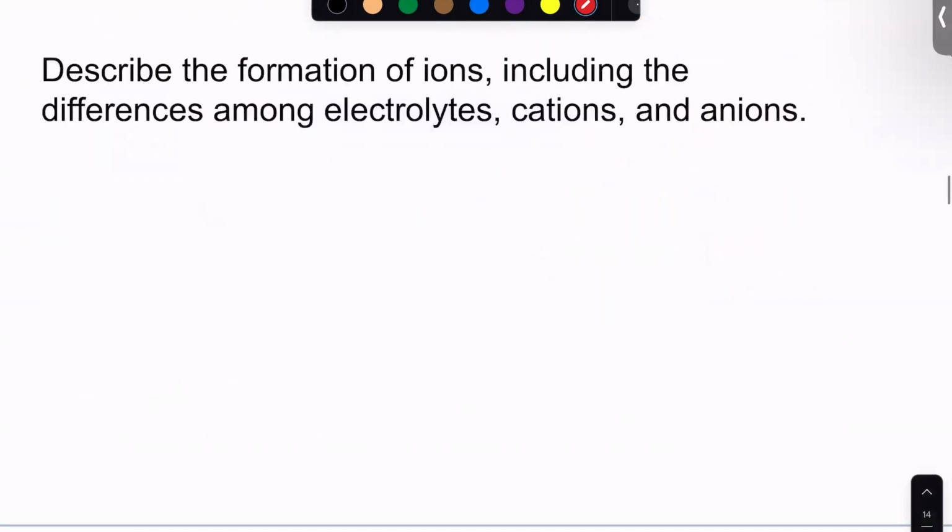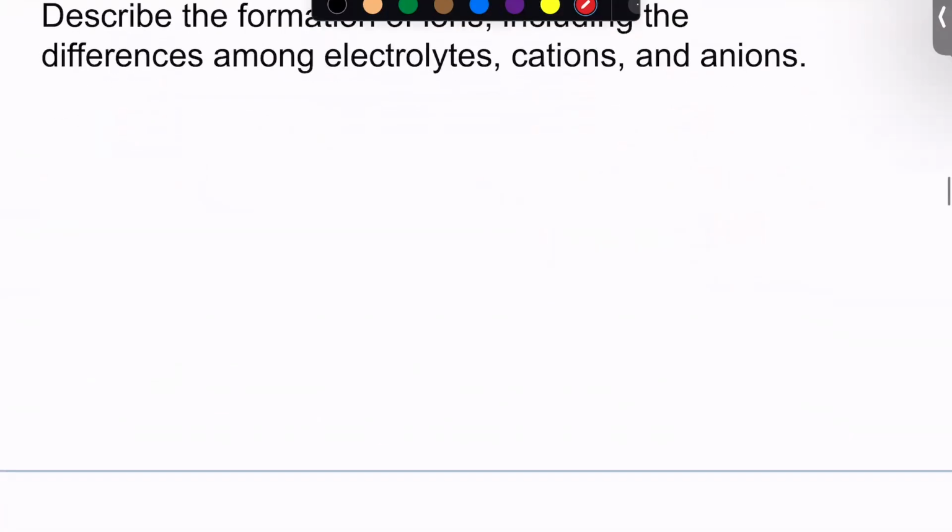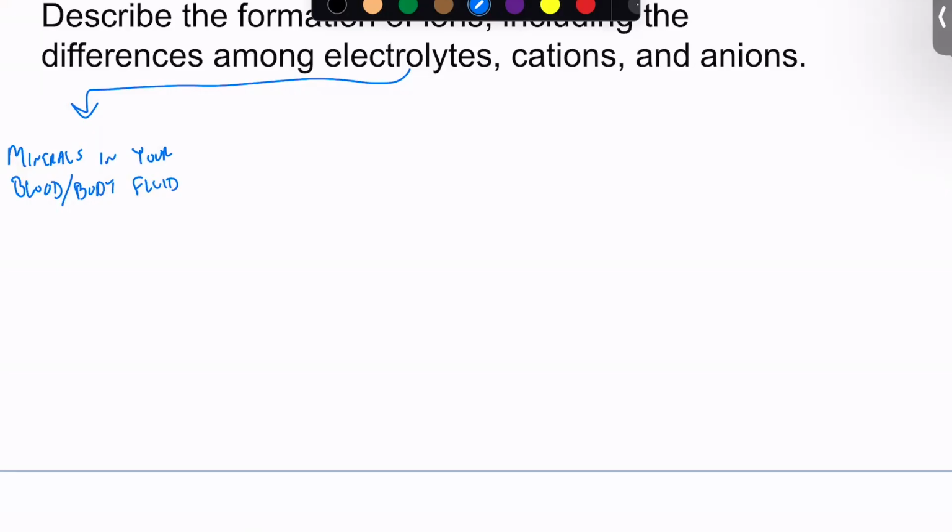All right, so describe the formation of ions, including the difference among electrolytes, cations, and anions. So I'll give you a second. So the biggest thing that we need to remember is the definition of electrolytes, and this is going to be minerals in your blood or body fluid that carry an electrical charge.